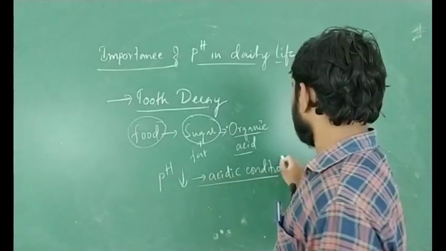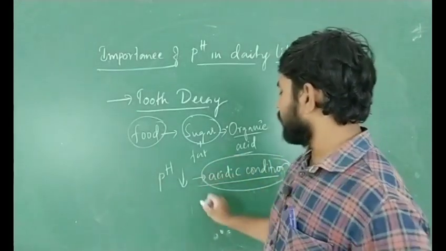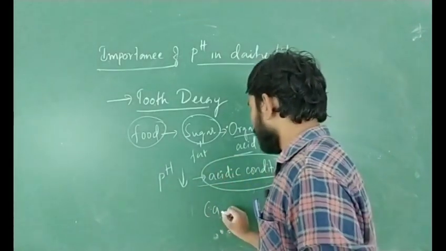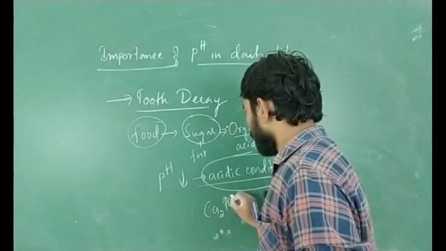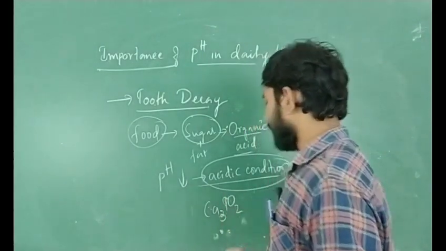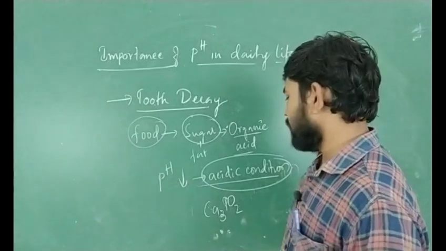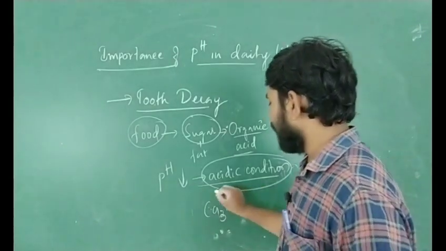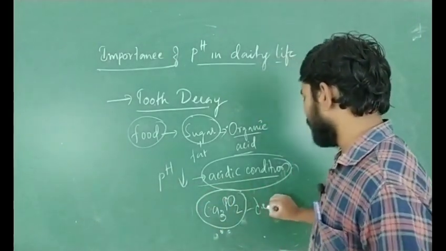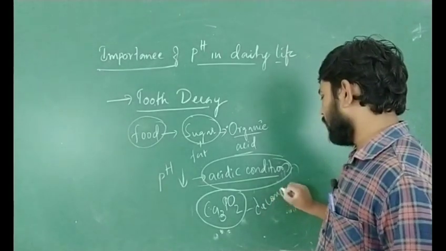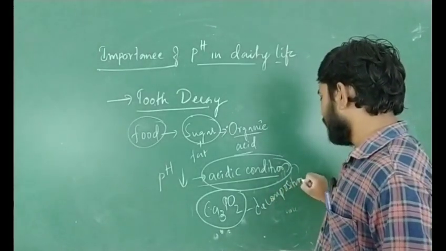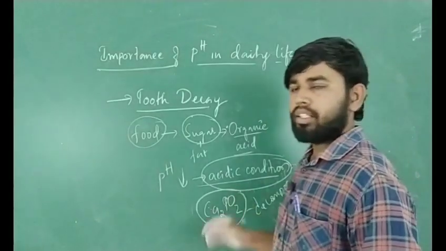In this acidic condition, the tooth, which is made up of calcium phosphate, undergoes the decaying process. It undergoes decomposition, or else the degradation process.